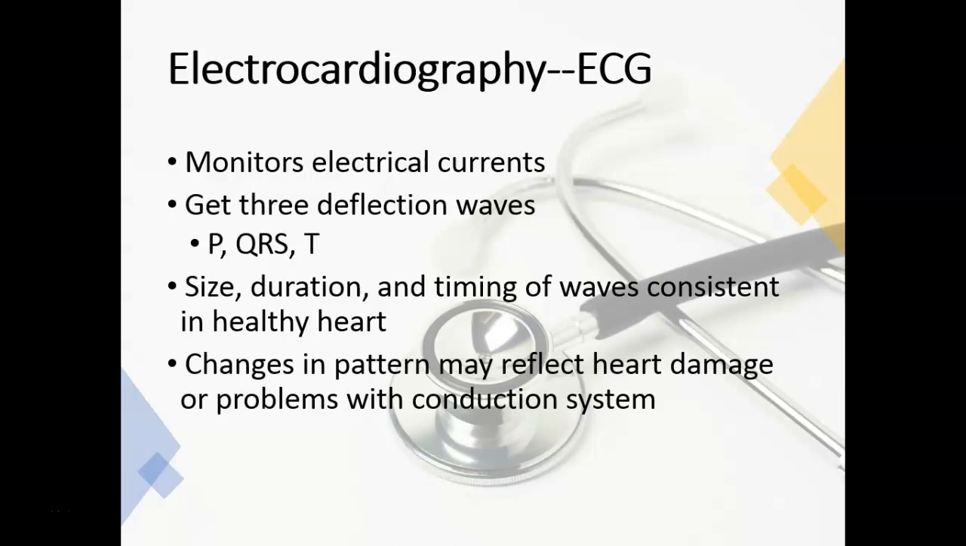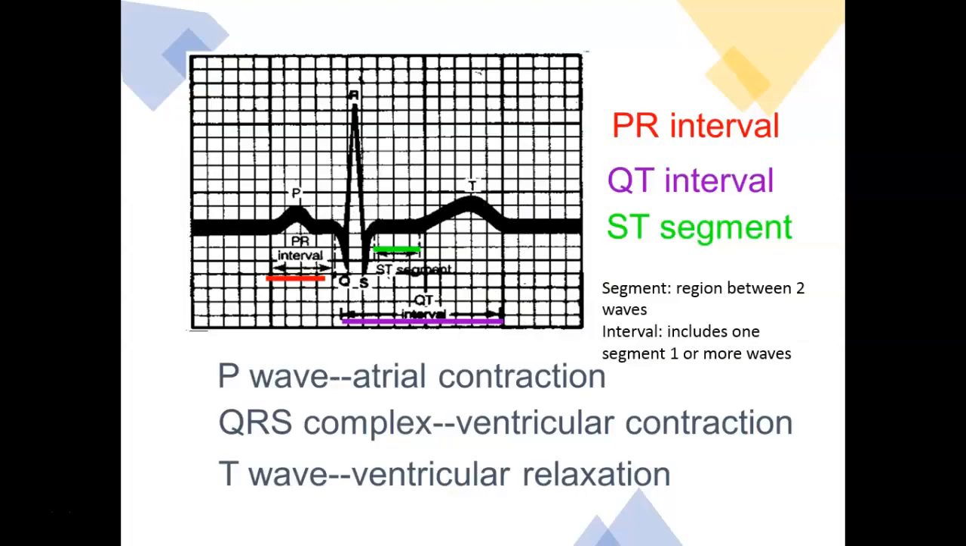In a healthy heart, the size of these waves, how long it takes for one complete cycle, and how many of these cycles occur in a minute is pretty consistent. But when you see changes in the normal pattern, that can be indicative of damage to the heart, or perhaps there are problems with the cardiac conduction system and there are cells that are not depolarizing and contracting properly.